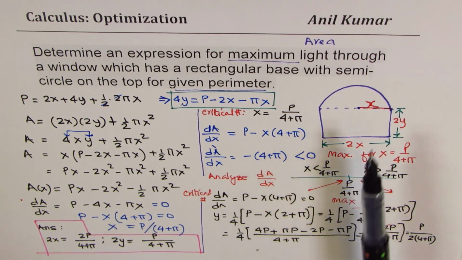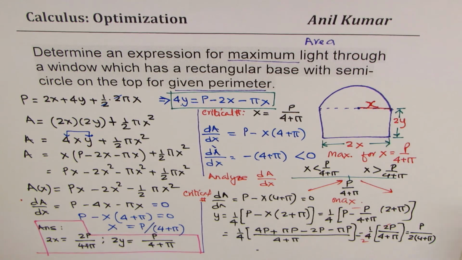So if you know the perimeter, you know the dimensions of your window, which is going to give maximum light through it. So it's a very important question from a test point of view. I'd like you to go through it once again and understand the concept. Feel free to make suggestions and your comments.